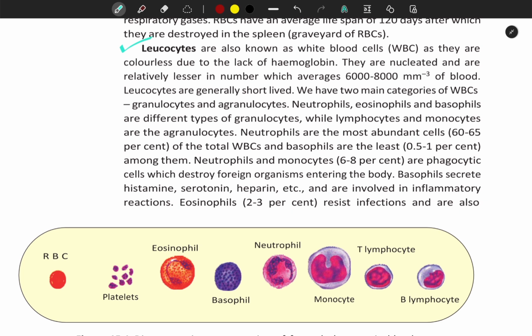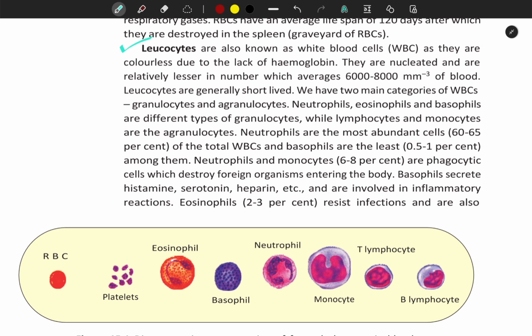Leukocytes are generally short-lived. We have two main categories of WBCs, that is granulocytes and agranulocytes. Neutrophils, eosinophils and basophils are different types of granulocytes, while lymphocytes and monocytes are the agranulocytes. Neutrophils are the most abundant cells, that is 60 to 65% of the total WBCs, and basophils are the least, that is 0.5 to 1% among them. Neutrophils and monocytes, that is 6 to 8%, are phagocytic cells which destroy foreign organisms entering the blood.